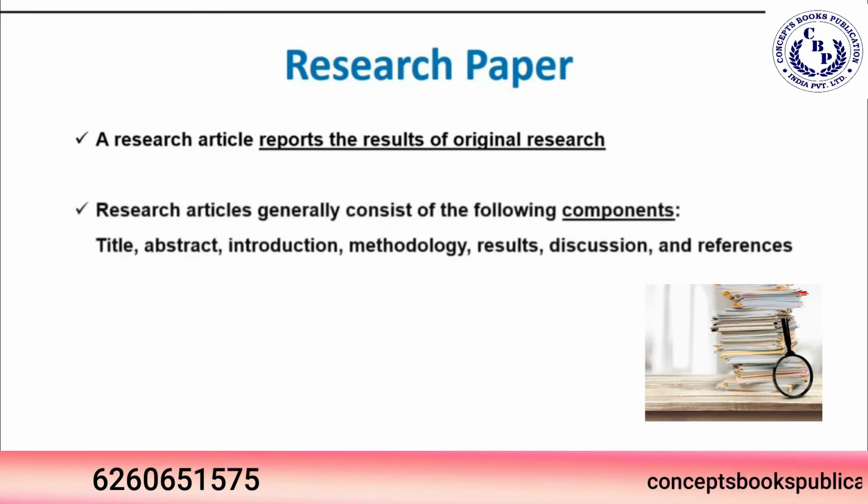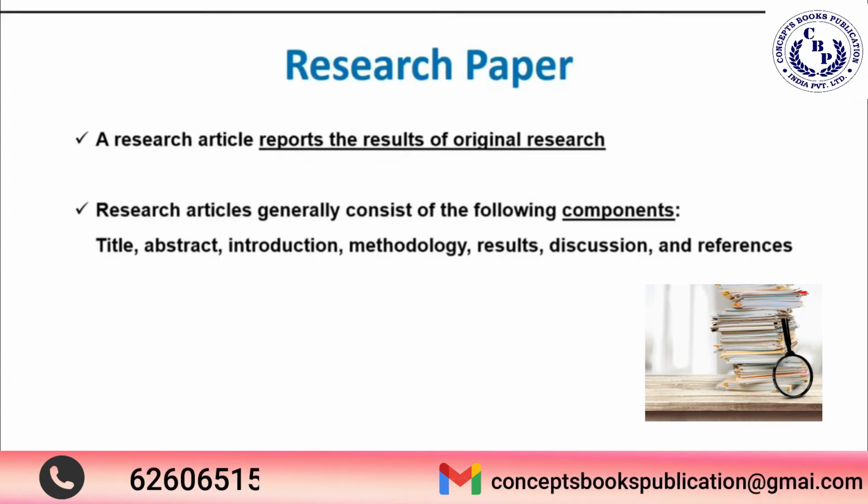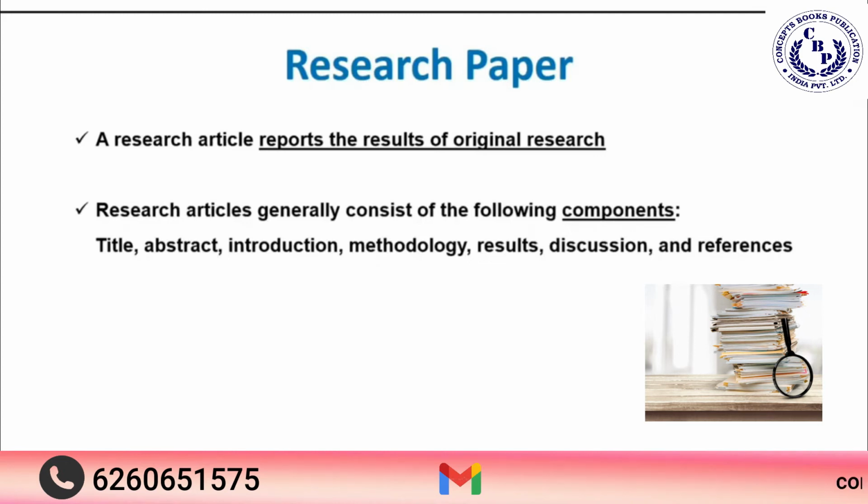Research articles, always remember, have these components. They are always divided into title, abstract, introduction, methodology, results, discussion, and then references. The title is very clear. Abstract: in short, what we have done and what the outcome was. Introduction: in detail, the background information about that particular topic. Methodology: what kind of methods and materials we have used to carry out that particular research work, the procedures, and then results.